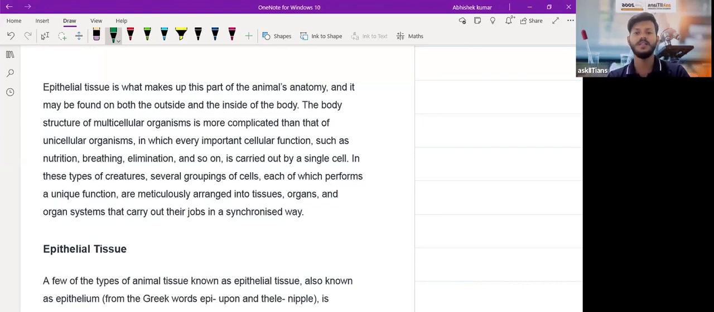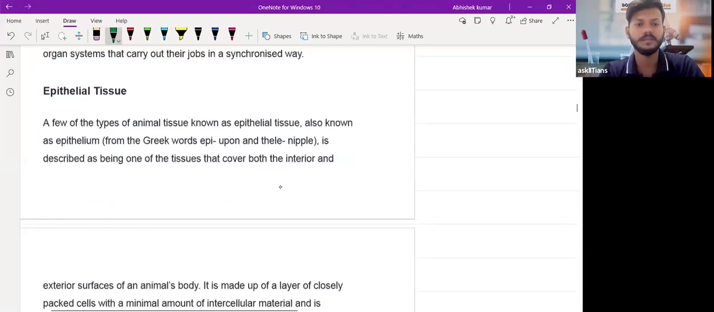is more complicated than that of the unicellular organism, in which every important cellular function such as nutrition, breathing, elimination, and so on is carried out by a single cell. So in this type of creature, several groupings of cells, each of which performs a unique action and function, are meticulously arranged into tissues, organs, and organ systems. So let's discuss the epithelial tissue first.